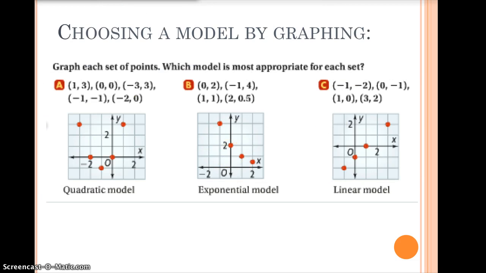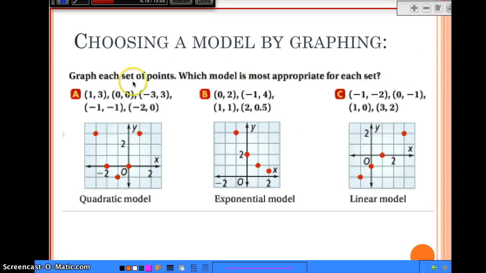Choosing a model by graphing. Let's look at these 3 scenarios. Graph each set of points, which they have done for us. Here are the points, they graphed it. They want to know which model is most appropriate for each set.